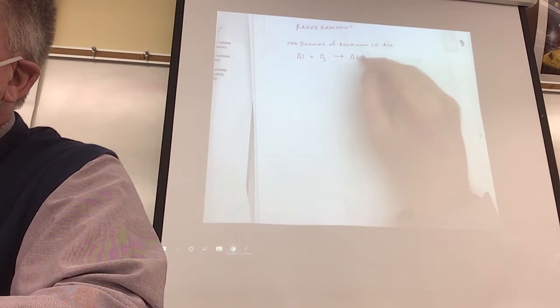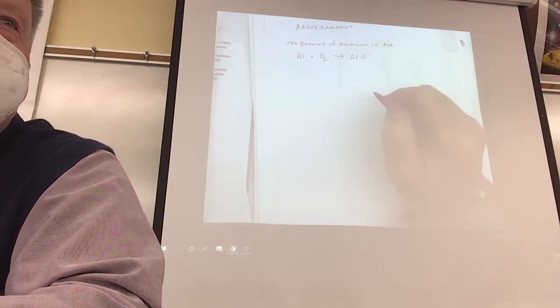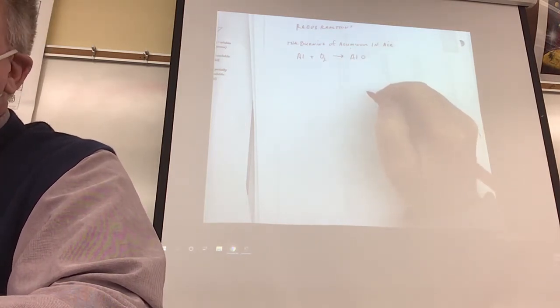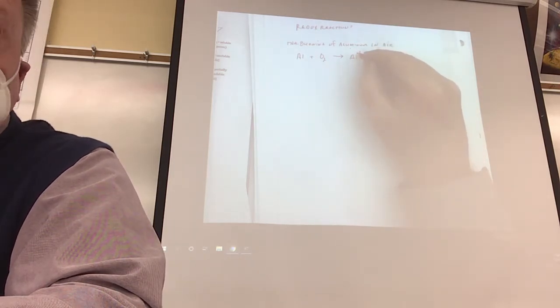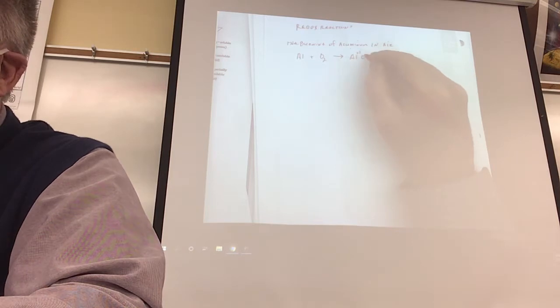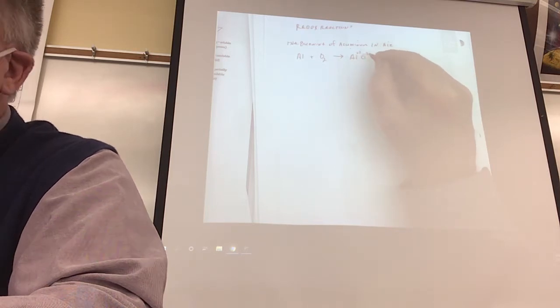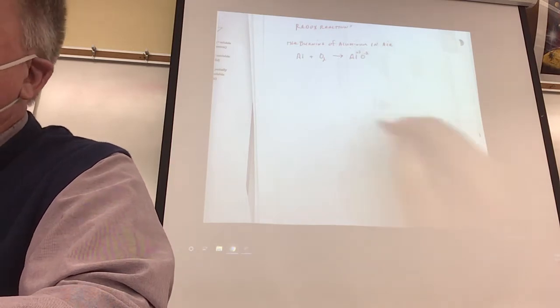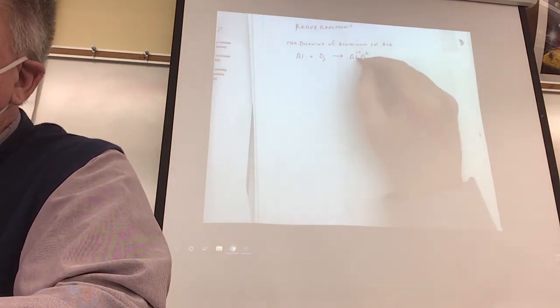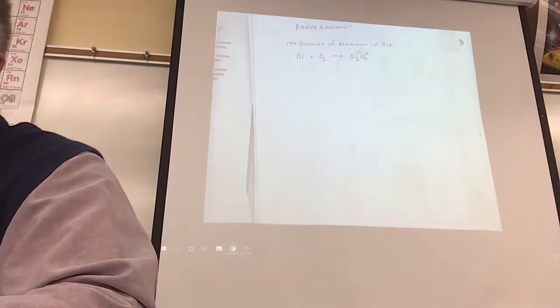Really? Don't do that tomorrow. What is it? What's the charge of aluminum? +3. In a compound, it's +3, right? What about oxygen? Okay, so we got that. Now, let's balance it. Oh, wait, can't balance it yet. Got to write the formula right. Now, let's balance it.